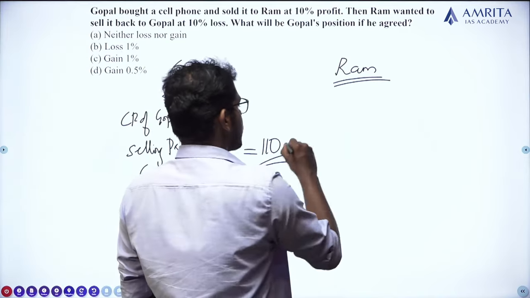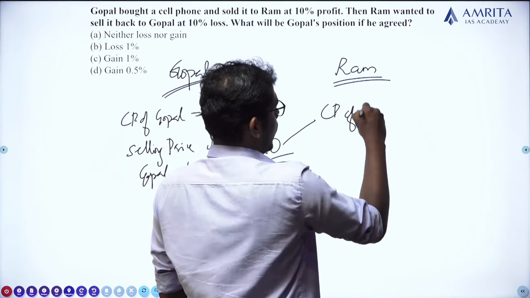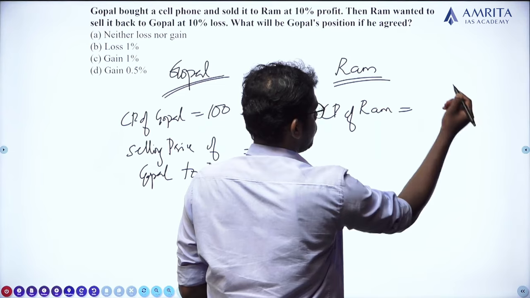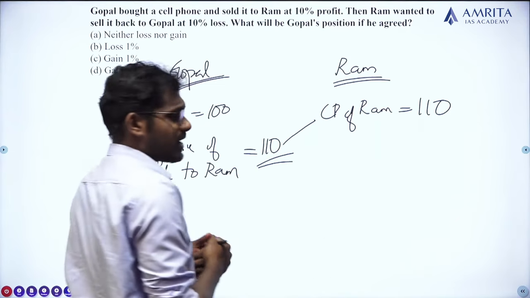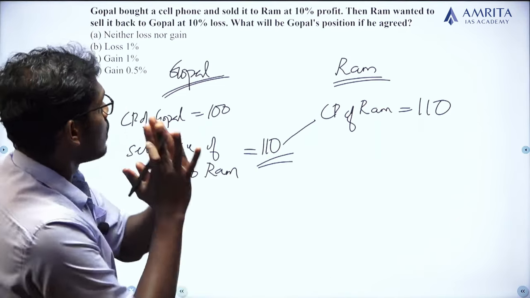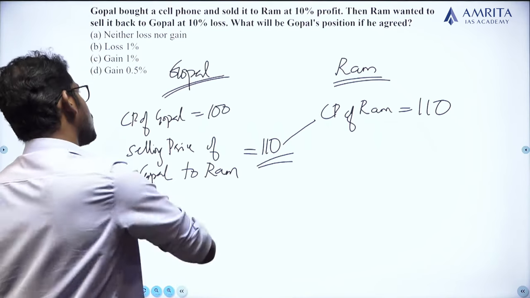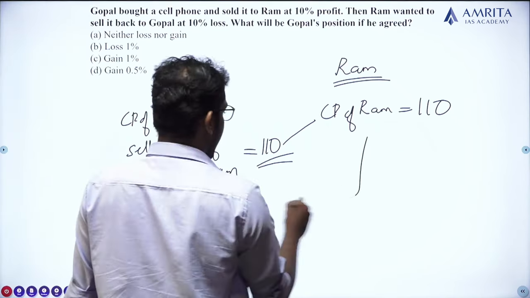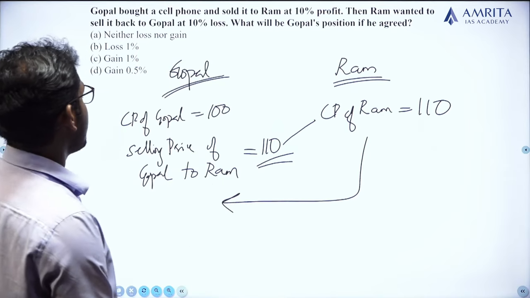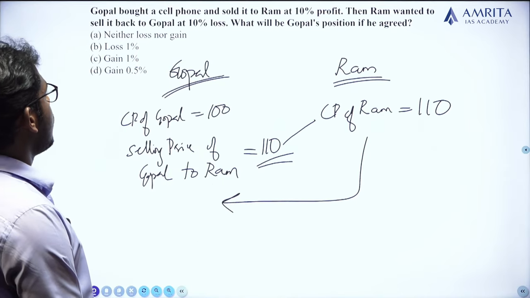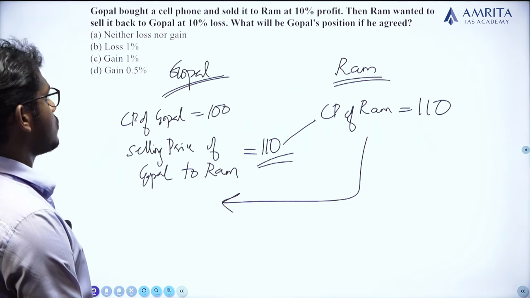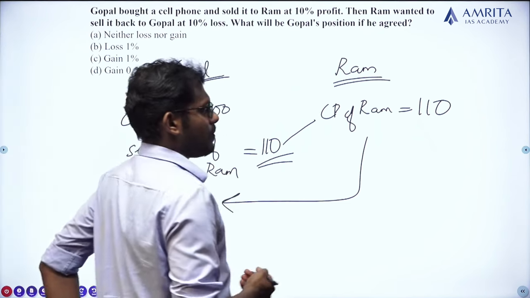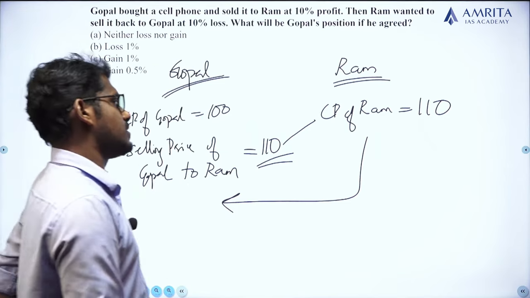Now, this 110 will be the cost price of Ram. Am I right? Yes. So the cost price of Ram is 110. Clear? Then Ram wanted to sell it back to Gopal at 10% loss. So Ram is willing to suffer a loss of 10%.